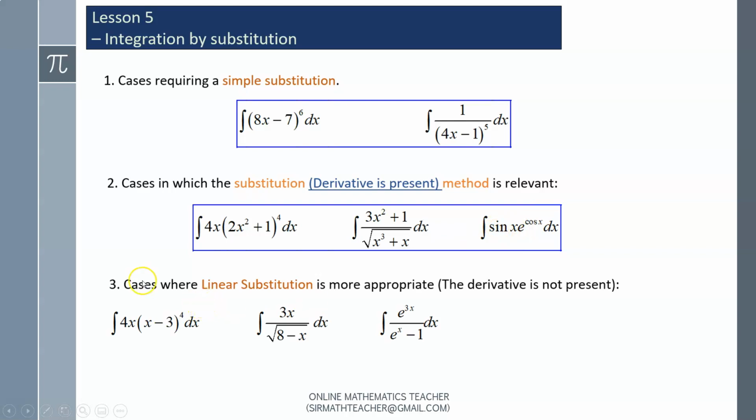In case 3, cases where linear substitution is more appropriate, the derivative is not present. So the derivative of x is 1, which is not going to help us with that 4x.